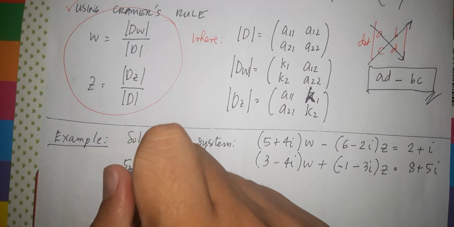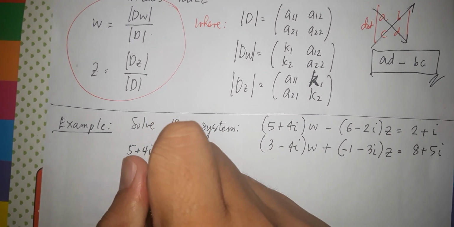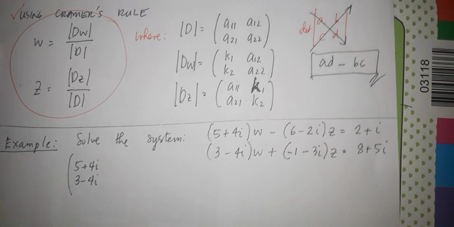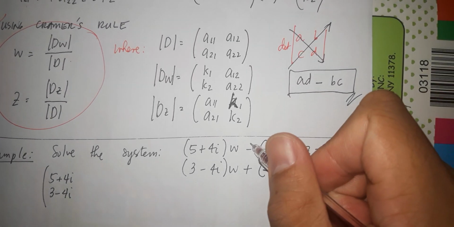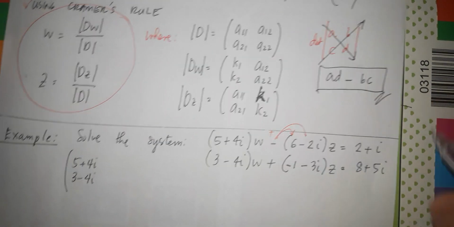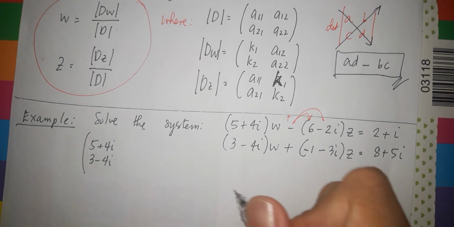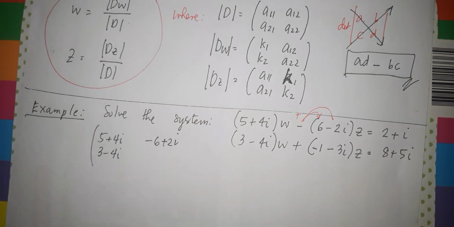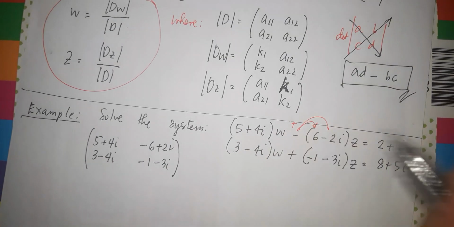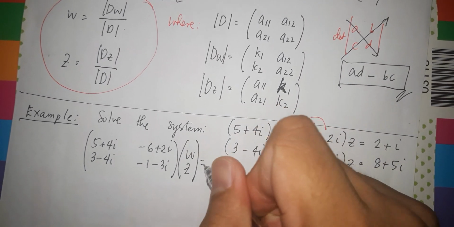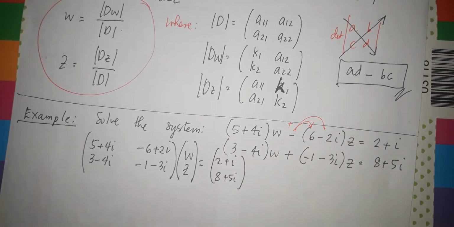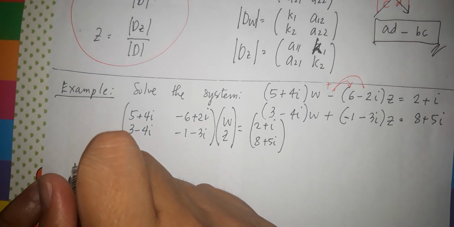So this is 5 plus 4i, 3 minus 4i para sa W. And then this is negative, so I can change the sign of the subtrahend. Ibig sabihin, magdidistribute lang tayo ng negative, so that this becomes positive. That gives you negative 6 plus 2i. And then this one is negative 1 minus 3i. So that's your determinant. W, Z equals 2 plus i, 8 plus 5i.